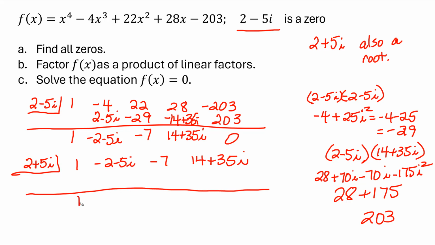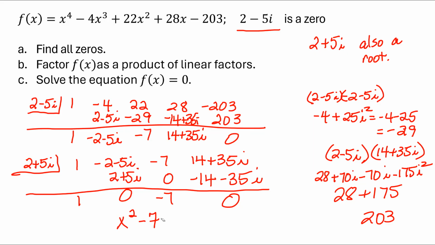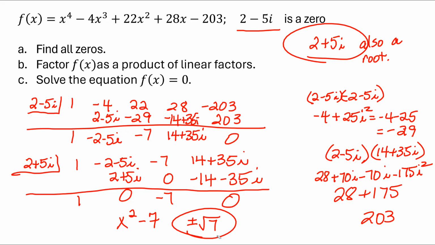So I'm going to bring down the 1, multiply, that's 2 plus 5i, which is going to give me 0. And then I multiply by 0 and I get 0. Bring down the negative 7, and that is negative 14 minus 35i. So that is 0. So I'm just left with this equation, x squared minus 7. I can figure out the zeros of that. They would be plus or minus the square root of 7, because the square root of 7 squared is 7, and 7 minus 7 is 0. So the zeros for this are 2 minus 5i, 2 plus 5i, and plus or minus the square root of 7.